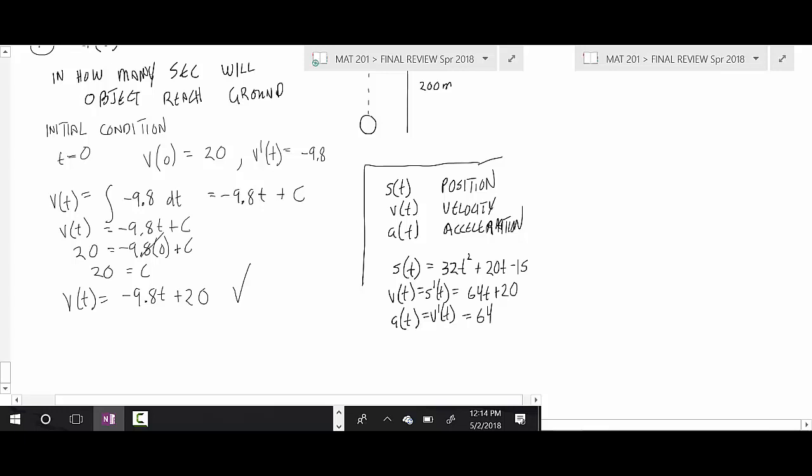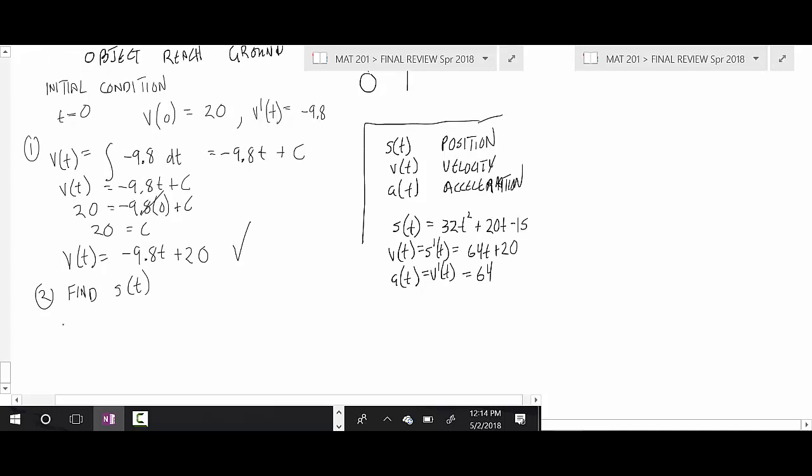If you know the velocity, how do you find the position? Take the integral. You do the integral again, right? Remember, everything's going in reverse. So step 1 is to get your velocity. Step 2 is to find the position, so we're going to find s of t. The way to find s of t is to say s of t is equal to the integral of negative 9.8 t plus 20 times dt.